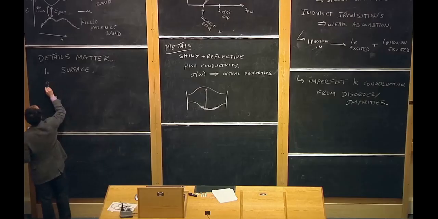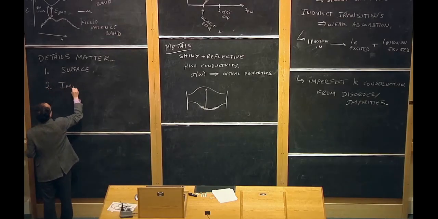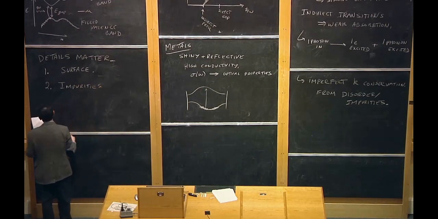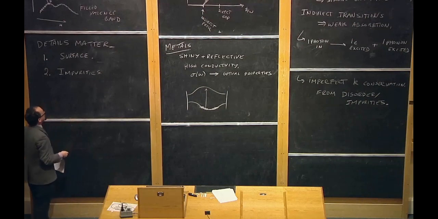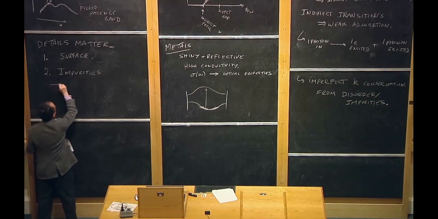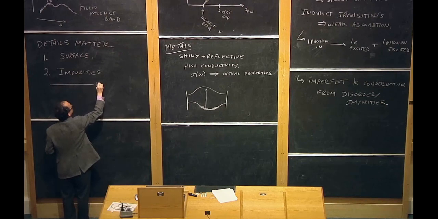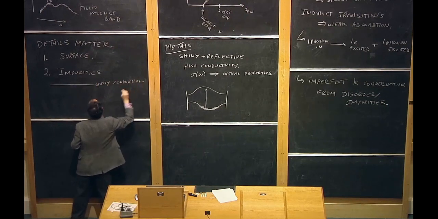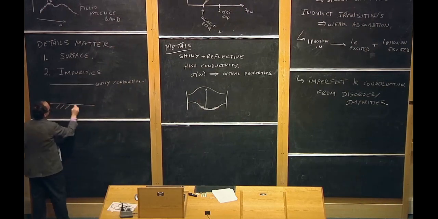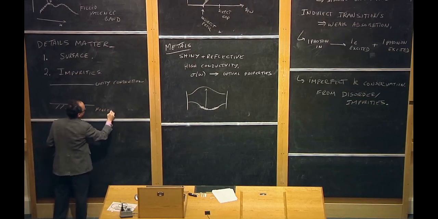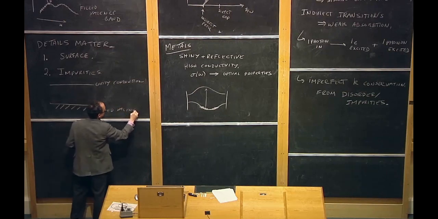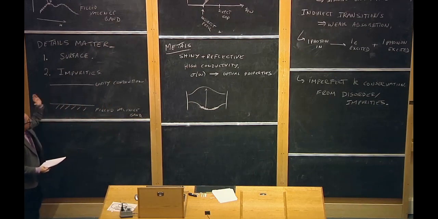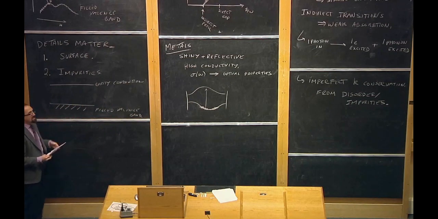Another thing that matters an awful lot is impurities. And we'll discuss impurities a lot in the next lecture as well, or maybe at the end of this lecture if we have time. But for the optical properties, let's imagine we have an empty conduction band, and then here we have a filled valence band. And that's what our insulator or semiconductor would look like in the absence of impurities.